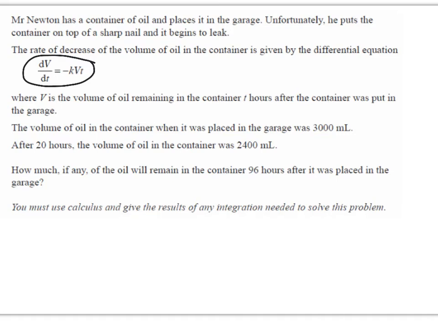So as soon as you see that, you know that we've really only got one technique at level 3 for differential equations, and that is separating the variables. So we're going to do that to get an expression with V and T. Then we're going to have some constants that we have to figure out. The first thing that we're going to use is that at T equals 0, the volume of oil was 3,000 ml. So that's the first one.